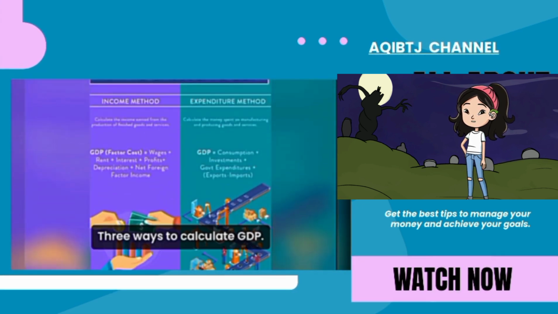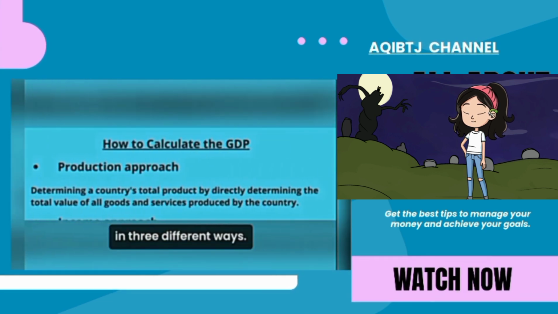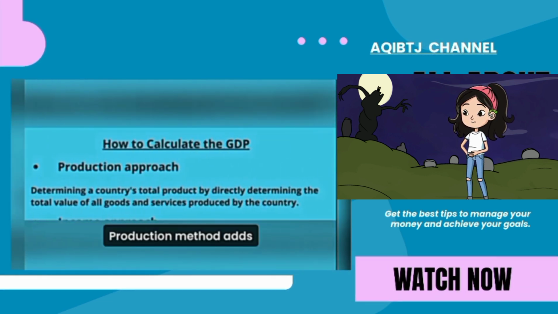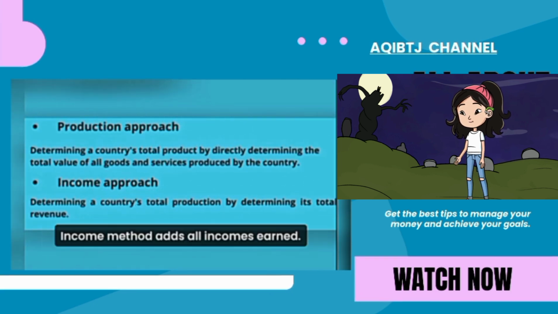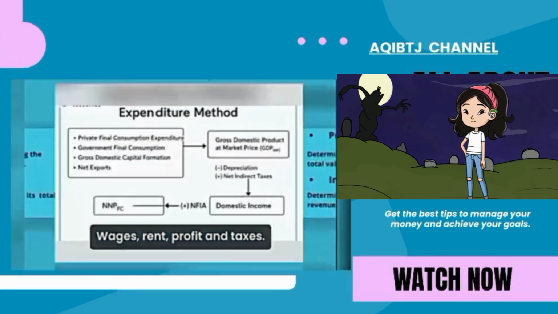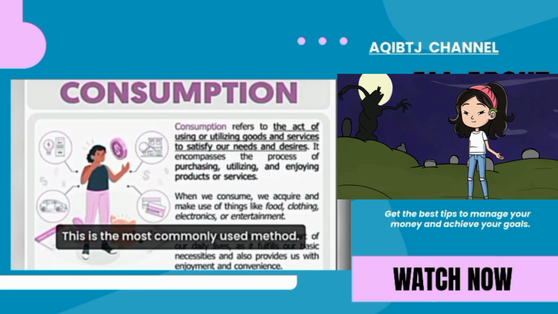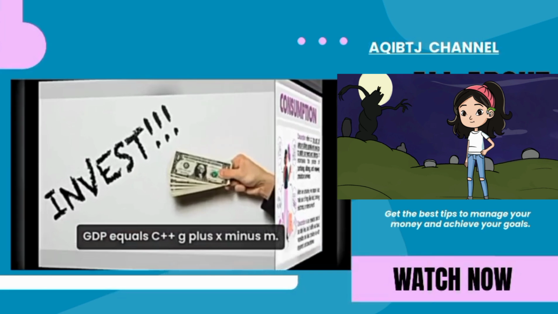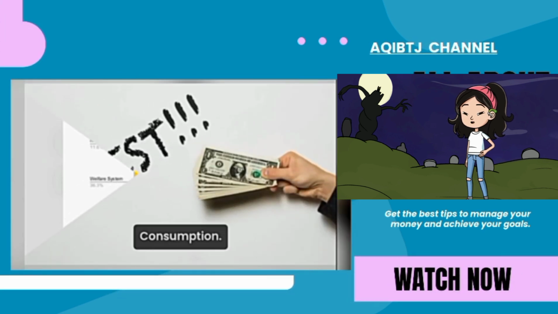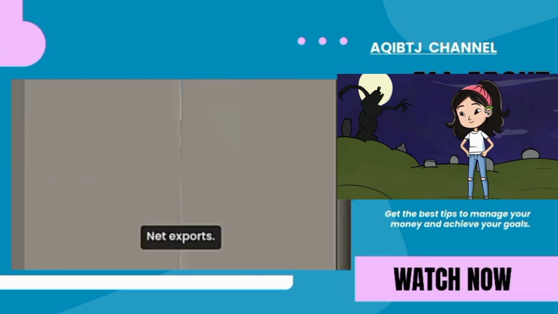3 ways to calculate GDP. GDP can actually be measured in 3 different ways. Production method: adds the value of all goods and services produced. Income method: adds all incomes earned, wages, rent, profit, and taxes. Expenditure method: this is the most commonly used method. GDP equals C plus I plus G plus X minus M. Consumption, Investment, Government spending, Net exports.